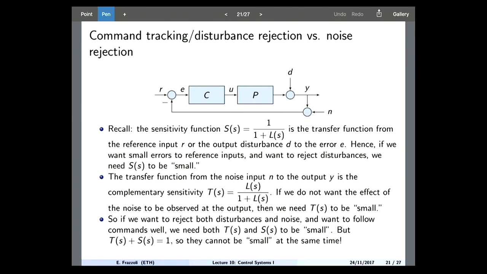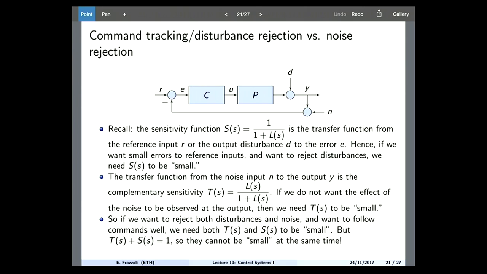Okay, now let's look at frequency domain specifications. Why are we interested in the frequency domain specifications? If you remember the sensitivity function, this is the transfer function from the reference input to the error. Or from the output disturbance to the error, it is the same transfer function if you do the calculations.